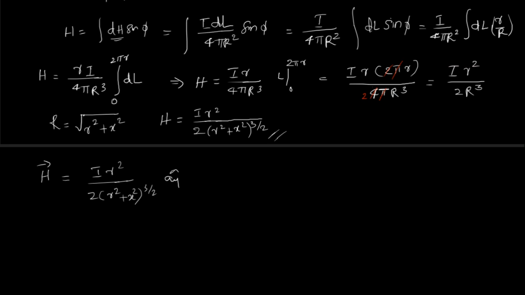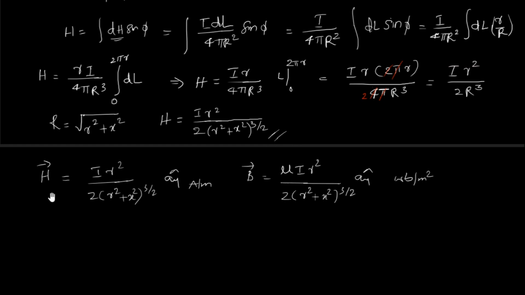Now B vector is mu into H. So it is mu I R square divided by 2 times (R square plus X square) power 3 by 2. In the previous derivation also I told you that it's better practice to write the units. So H is ampere per meter and this is a_y cap, and the unit here is Weber per meter square. So this is the expression.